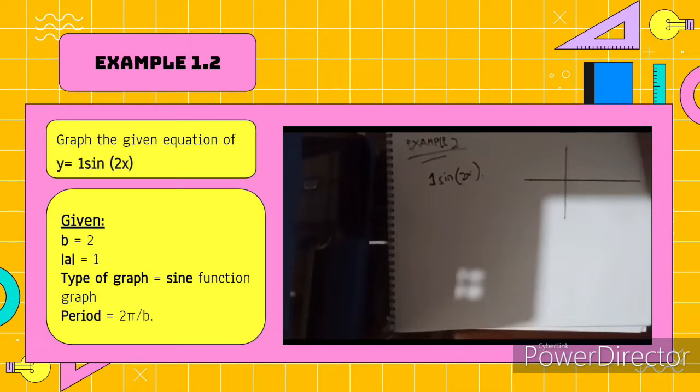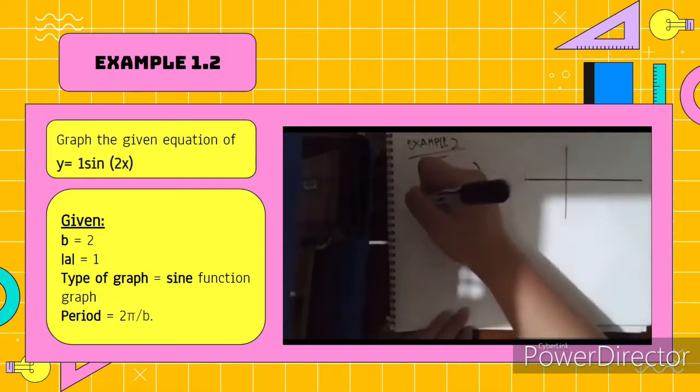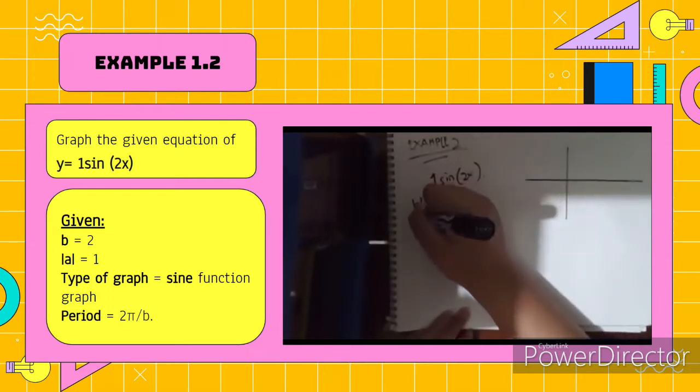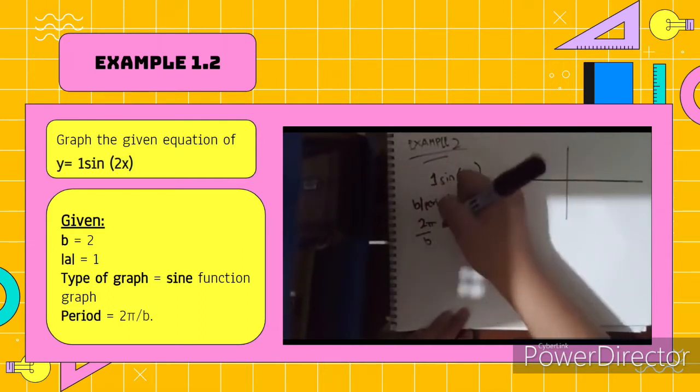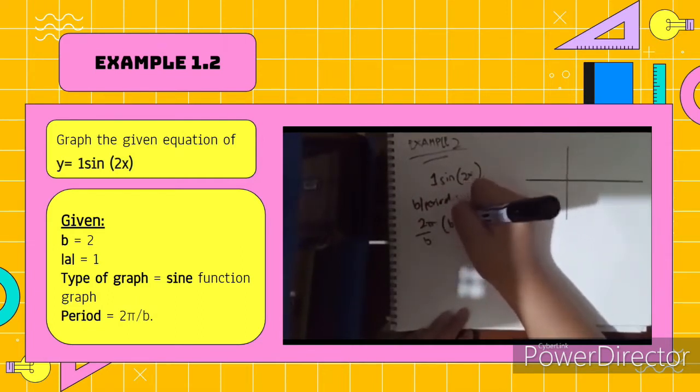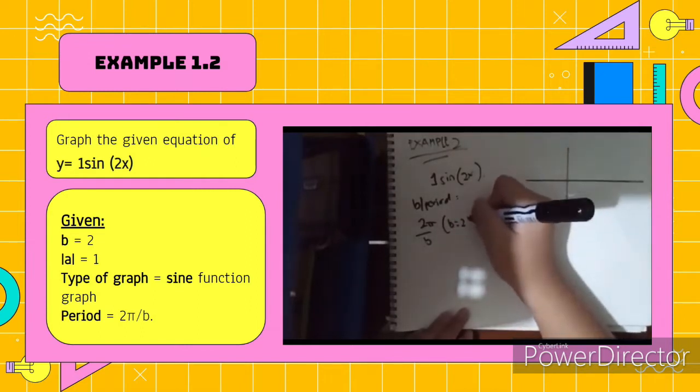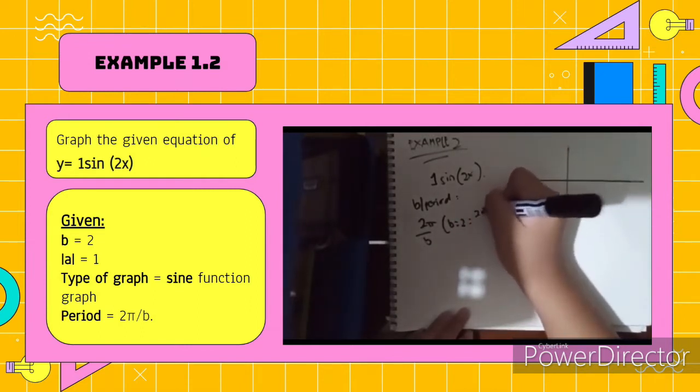For the next example, let's try it in reverse. Graph the given equation y equals 1 sine 2x. First, we must find the value of b, or the period, using the formula period equals 2 pi over b. Since the value of b is 2 in the given equation, that means period equals 2 pi over 2, which is equal to pi.